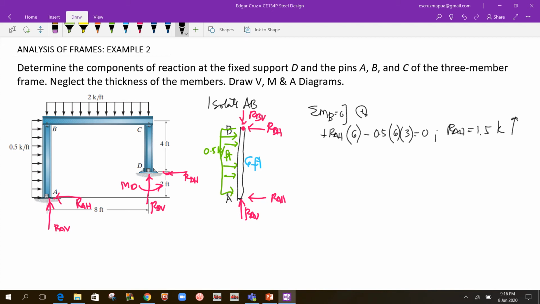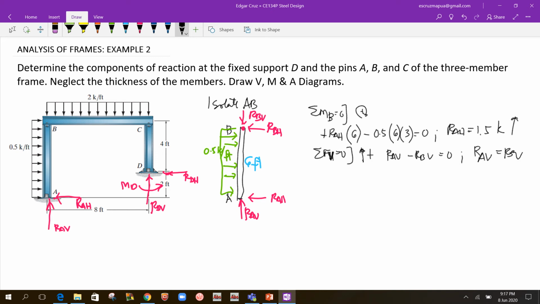If we sum forces vertical equal to 0, with upward as positive, RAV minus RBV is equal to 0. So from there, RAV would just be equal to RBV.